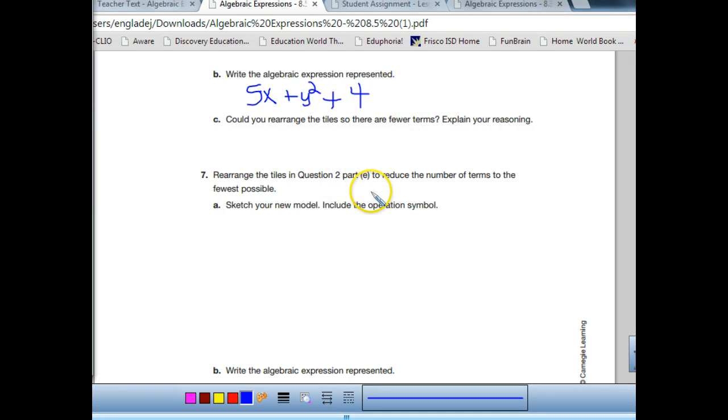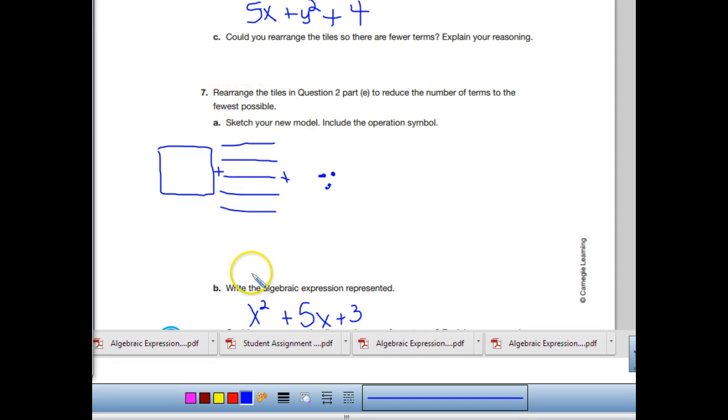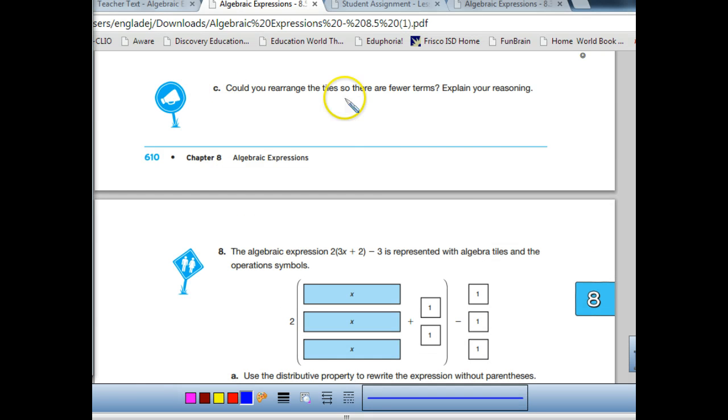So they want you to go ahead and do part E. I want you to do the rest of number 7, all the parts, and I'll come back to you and show you my answer. So go ahead and pause the video. All right, so 7's part A and part B. This is what I got for a sketch, and this is what I got for an answer of my algebraic expression. And then again, it asks, could you rearrange the tiles so that there are fewer terms? Again, they want you to explain why you can't combine those together.